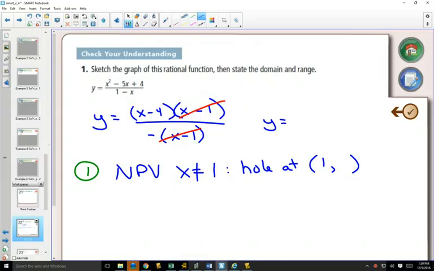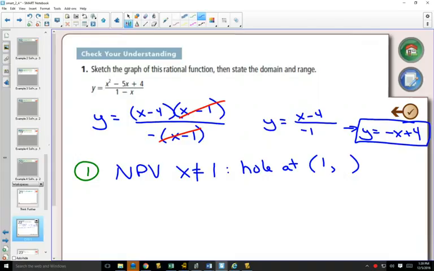What'll be left on the top of my fraction? X minus 4. What's left on the bottom of my fraction? Negative 1. With that negative 1 on the bottom, how can I write this? I'll put an arrow here instead of an equal sign. Negative x plus 4. So that's my new equation.